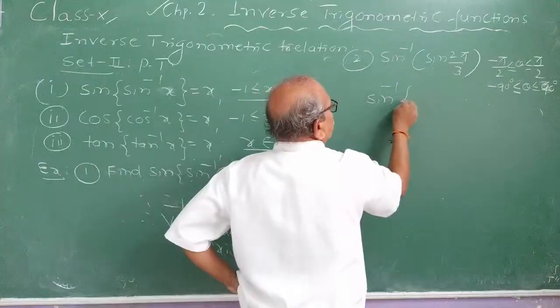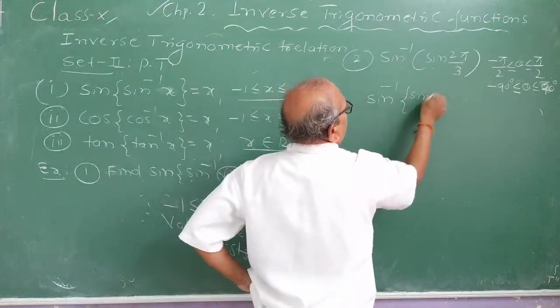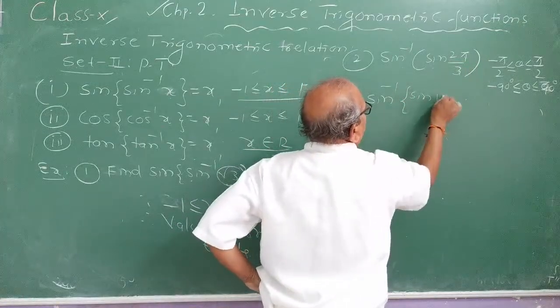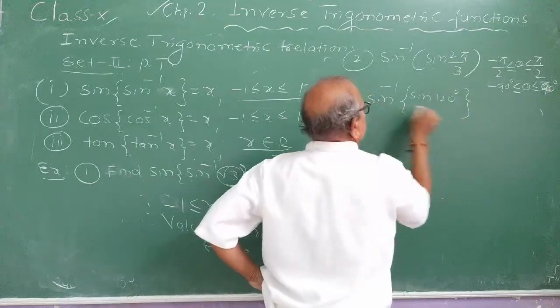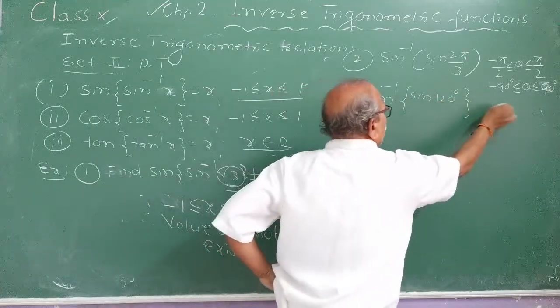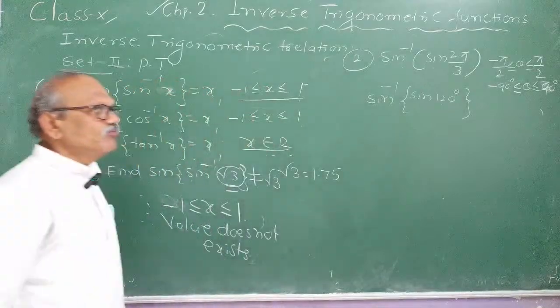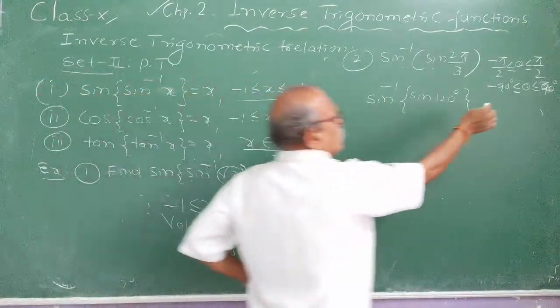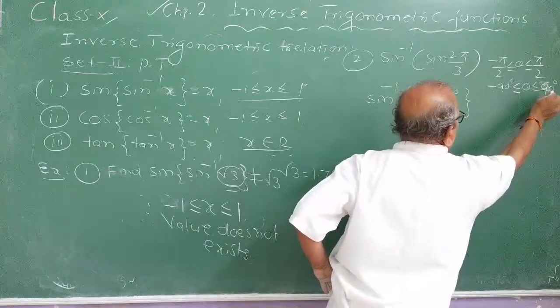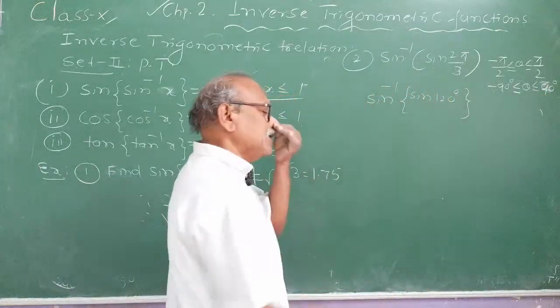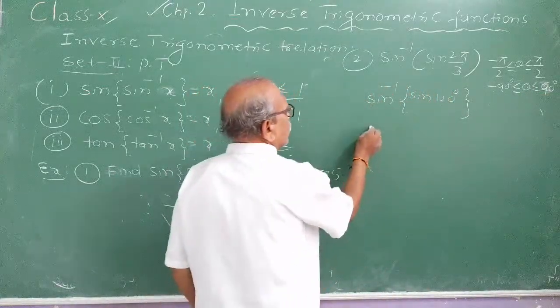Sine inverse of sine 2 pi by 3. What is 2 pi by 3? Pi by 3 is 60, so 120 degrees. Can I write sine inverse of sine 120 degrees is equal to 120 degrees? No, because the angle restriction is what? -90 to +90. Then how to bring it in range? Now you can use the allied angle.